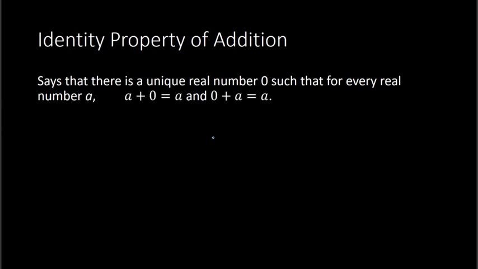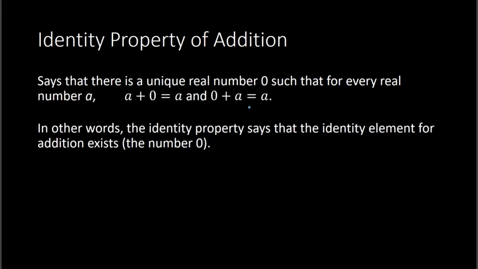And then we have what's called the identity property of addition. And here in math notation, it says that there is a unique real number 0, such that for every real number a, a plus 0 equals a, and 0 plus a equals a. So all that means is simply that the identity element for addition exists. That's the identity property. It says that the identity element for addition exists, which is the number 0.